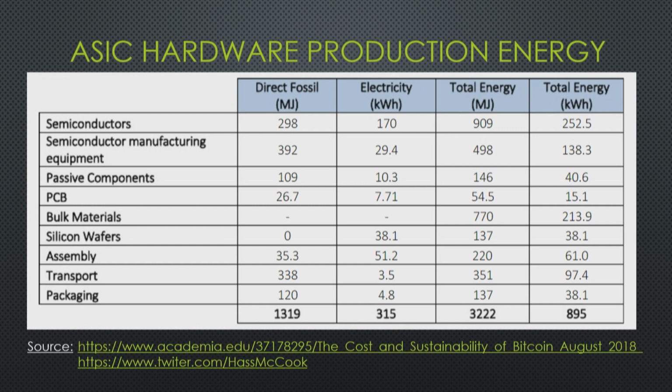This is actually cited from that same Hasma-Cook fellow, and he estimates that each ASIC mining rig costs about 895 kilowatt hours to manufacture. Everything from semiconductors to transport and packaging. He really did his homework on this calculation, and so I figured I would cite his total energy consumption in terms of manufacturing costs on the energy side.